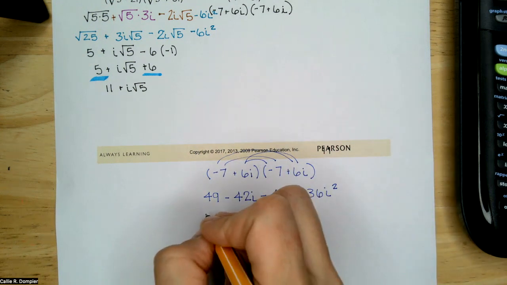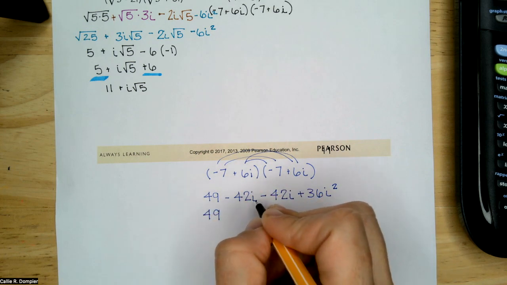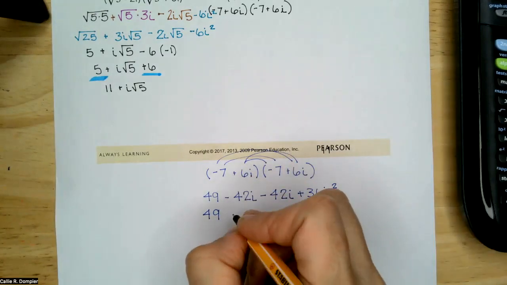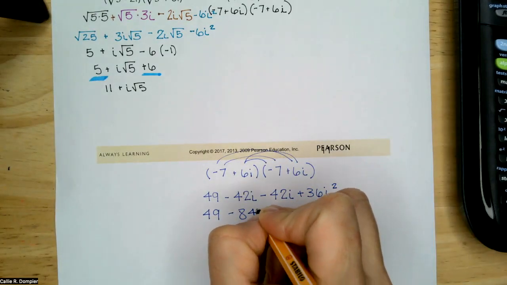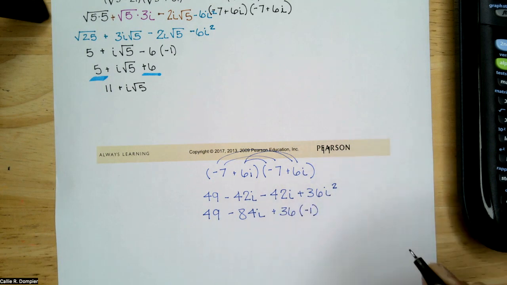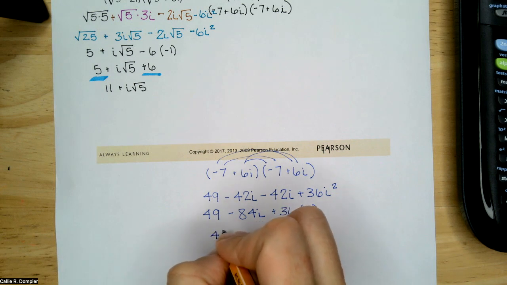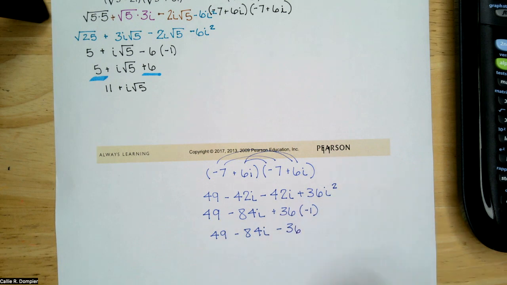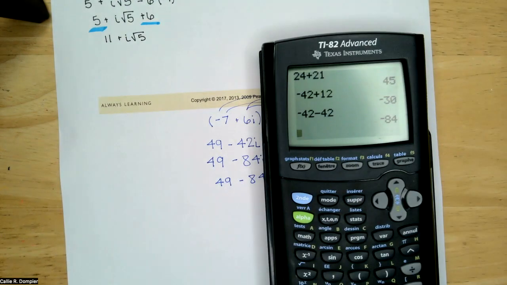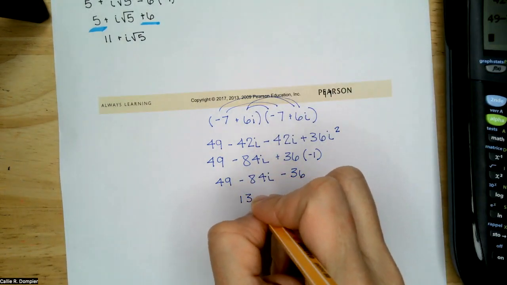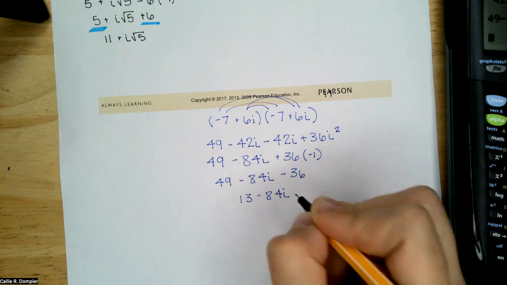Okay, 49. Now we have negative 42i minus 42i. Negative 42 minus 42 is negative 84, plus 36. Remember, anytime you see an i squared, you should replace it with a negative 1. So now that's 49 minus 84i minus 36, right? 49 minus 36 is 13, minus 84i. Okay.